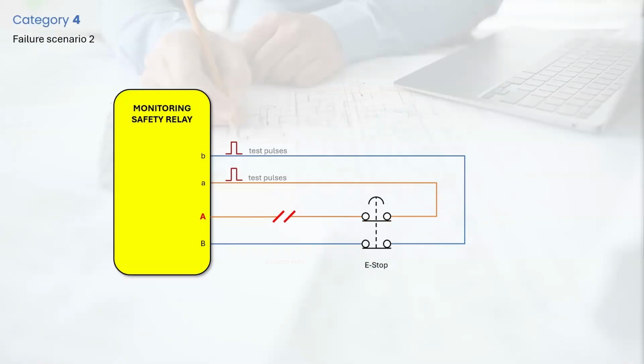How about a broken wire? Now input A notices the missing test pulses and immediately triggers an error condition, switching the safety relay to a safe state.